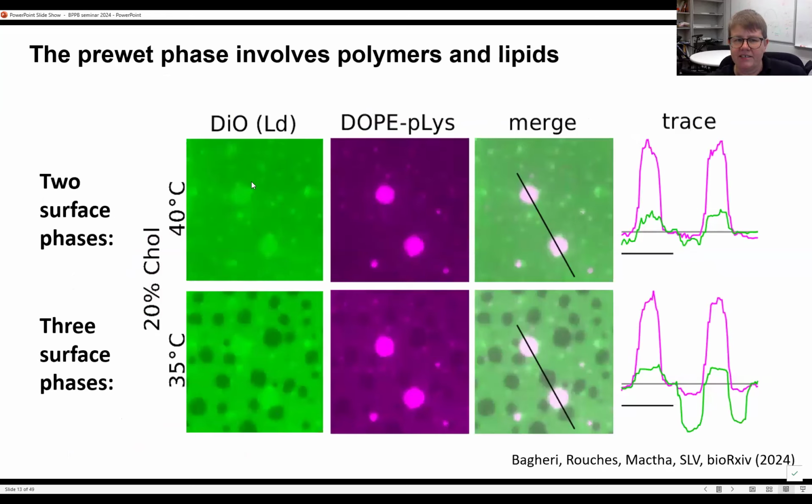These pre-wet phases are real phases, and they incorporate both these polymers and lipids. They have a different lipid content and a different polymer content. And if you lower temperature, so this is above the membrane phase transition temperature, if you go below the membrane phase transition temperature, you can start seeing three-phase coexistence. And these are also three phases of all the things that are in this system. So it's a really complicated system, so you can have many phases.